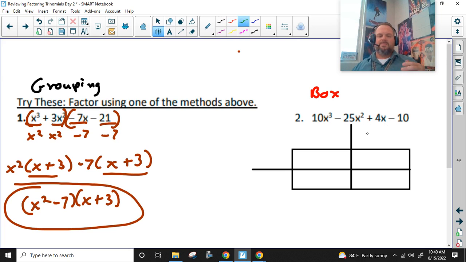So that was by grouping. We're going to do this one by the box method. All right, box method. I put each term in a box.